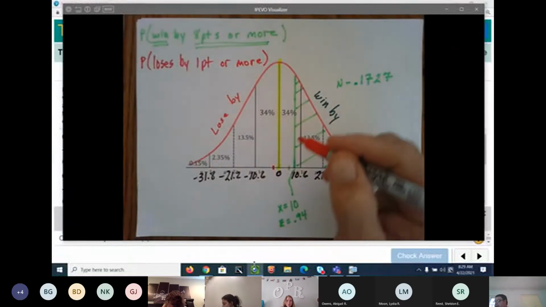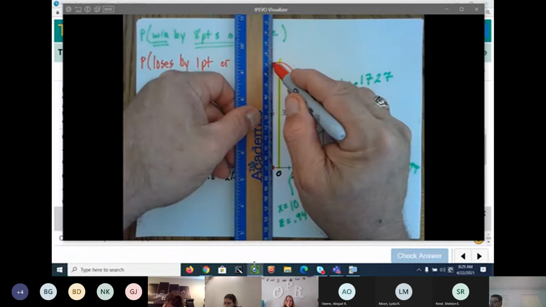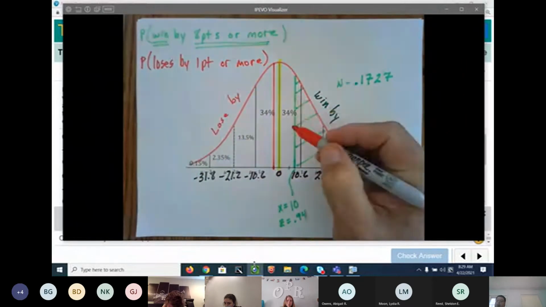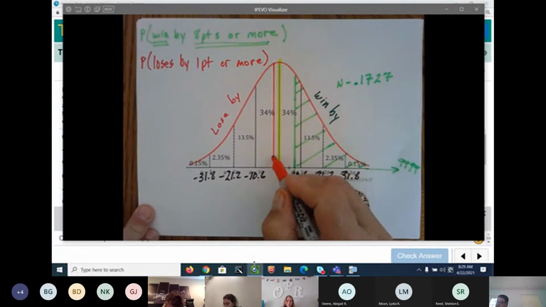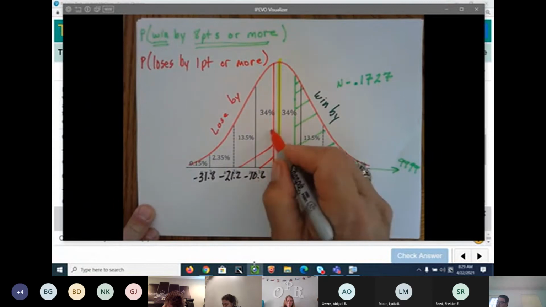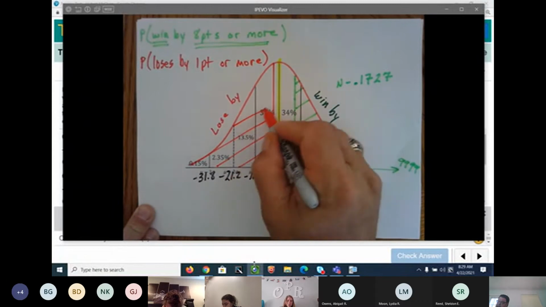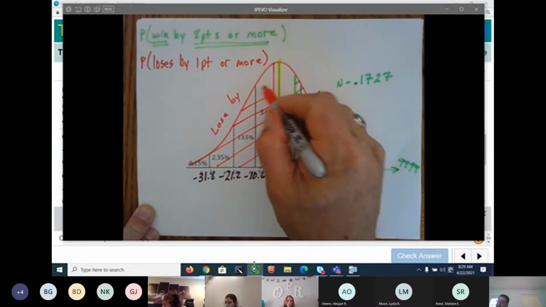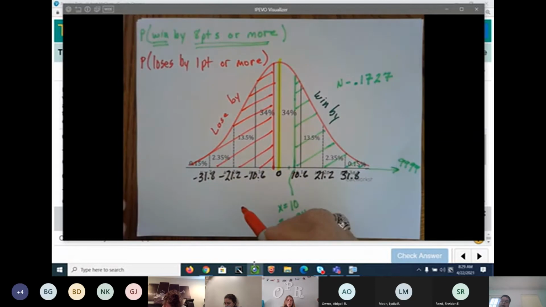So now be careful here, because losing by points more is on the left. It's not like the bank account. Bank account, positive is better. The question context is saying lose by points. So that would be this side. Okay, you need to make a note of that.